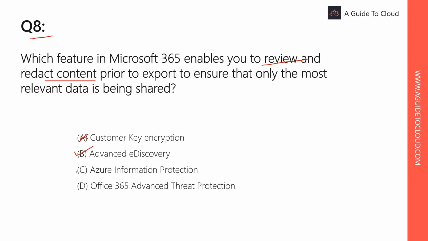Is it Azure Information Protection? Definitely not, because information protection gives you data protection and the ability to classify and label your documents. Is it Office 365 Advanced Threat Protection? Definitely not. It gives you additional features like anti-spam, anti-malware, and other security capabilities. So the right answer is Advanced e-discovery. So the option is B.